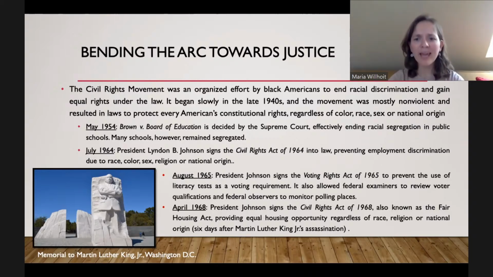And it also allowed federal examiners, people from the federal government, to review voter qualifications and to monitor polling places to make sure that Southern states, particularly, were allowing people to vote, that they weren't barring them or stopping them. And then finally, Johnson has to sign another Civil Rights Act in 1968 because there's just a lot of injustices he has to correct.